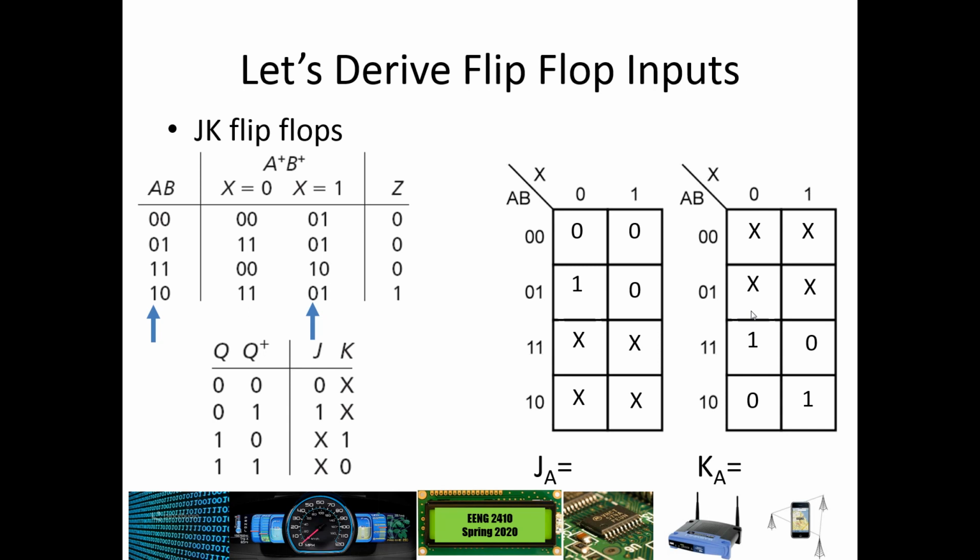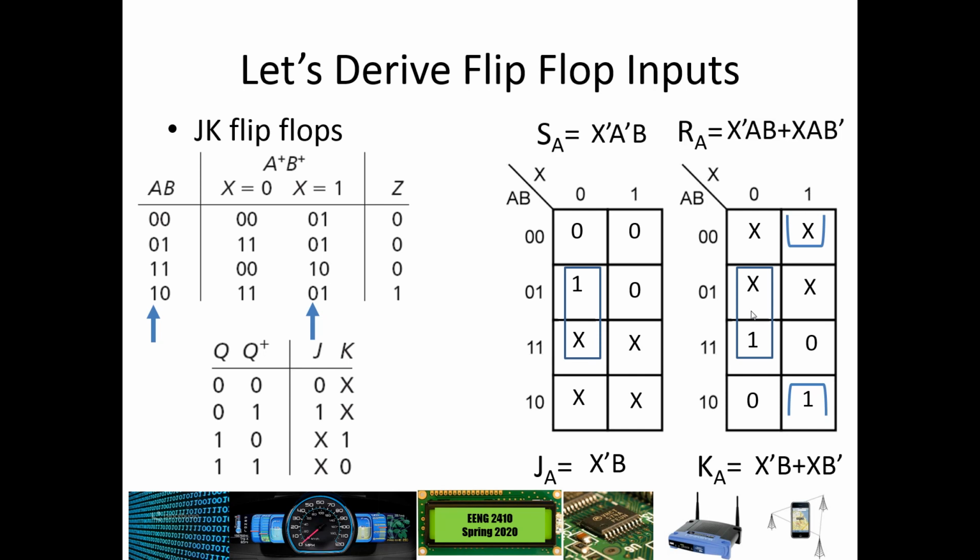And now, if we circle these groups, we see that we can get x prime b, and on the KA map, we can get x prime b or x b prime, which actually works out to be x exclusive ORed with b. And if we recall the logic that we had if we used SR flip-flops, you'll notice that the JA logic is simpler than the SA logic. That allowed us to remove the A prime there, and that is largely because of this don't care that we see right there below the 1. That allowed for a bigger grouping.